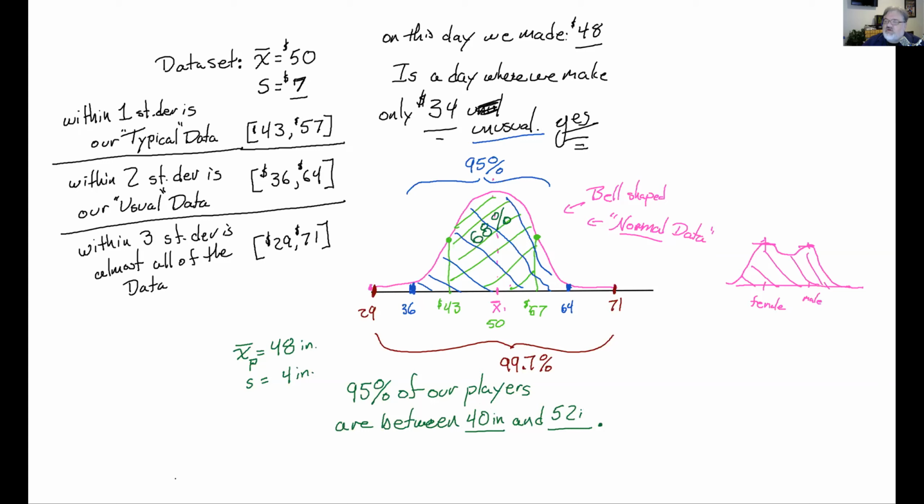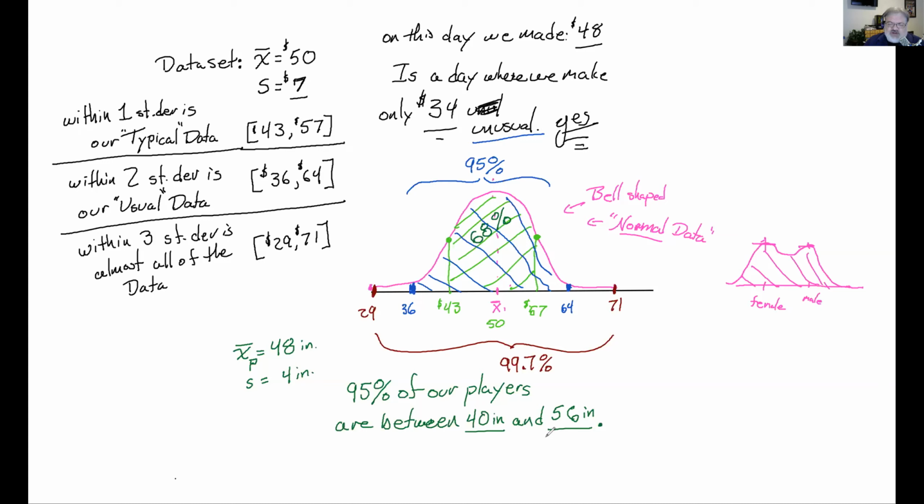52. No. I can't add 8. So 48 plus 4 would be 52, but I have to add it twice. Plus 4 again would be 56 inches. So that's a pretty big range of heights. Of course, kids often vary quite a bit in height.